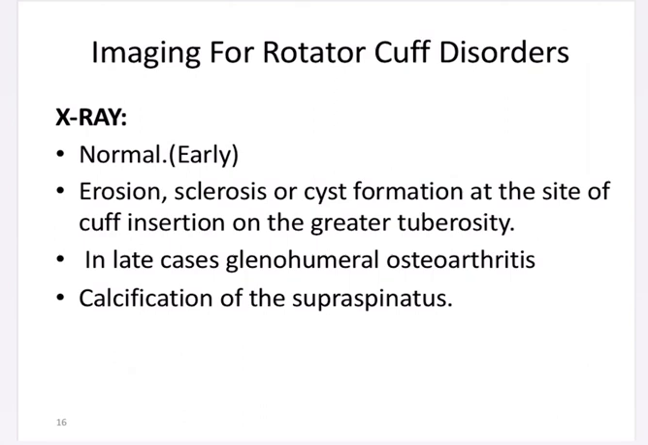For diagnosis of rotator cuff disorder, we need X-ray, MRI, and ultrasound. In X-ray, the changes may be normal in early stage, but in late stage we may find erosion, sclerosis, cystic formation at the site of cuff insertion on the greater tuberosity. We may find calcification of the supraspinatus tendon, but in late stage we may find shoulder joint osteoarthritis.